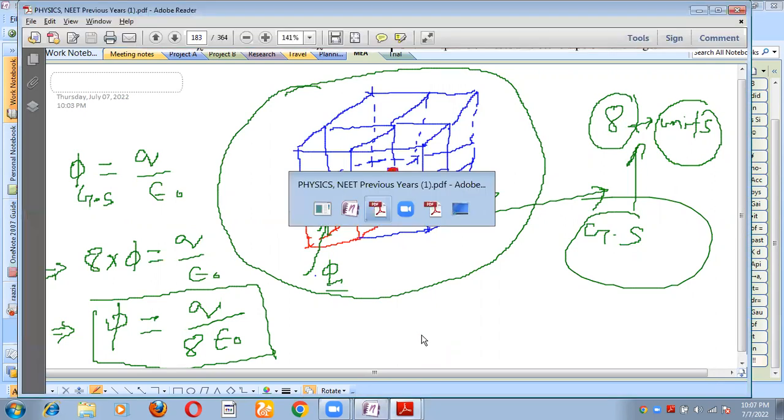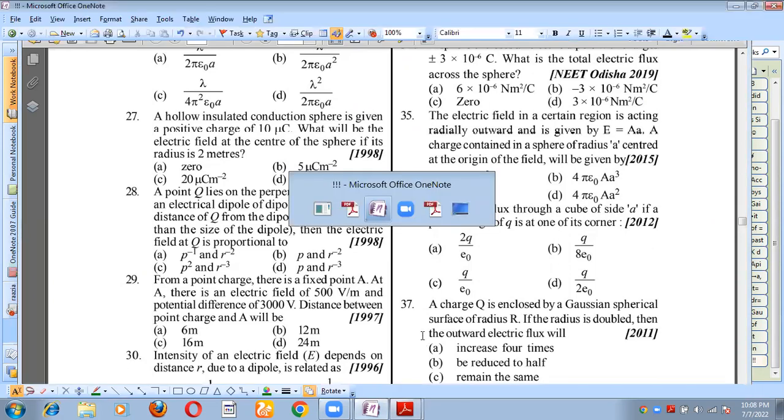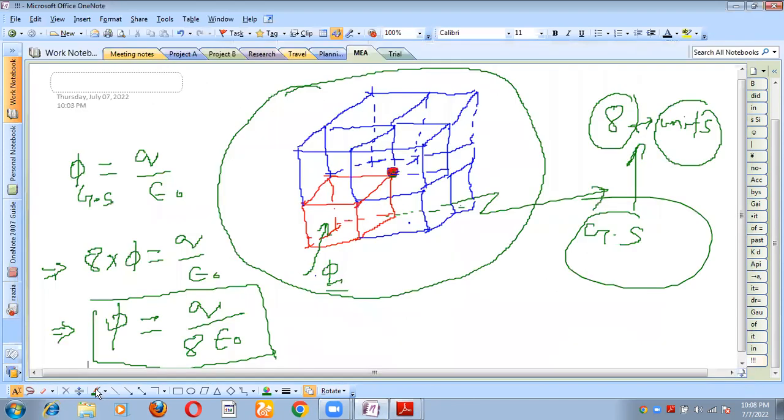So let us see which option is correct. If you see, option B is the correct one. Here there is a typing mistake: E0 is written, but that should be epsilon. So the correct answer is B. Anyone having any doubt, please ask. So whenever the charge is placed at the corner, it should be Q by 8 epsilon.